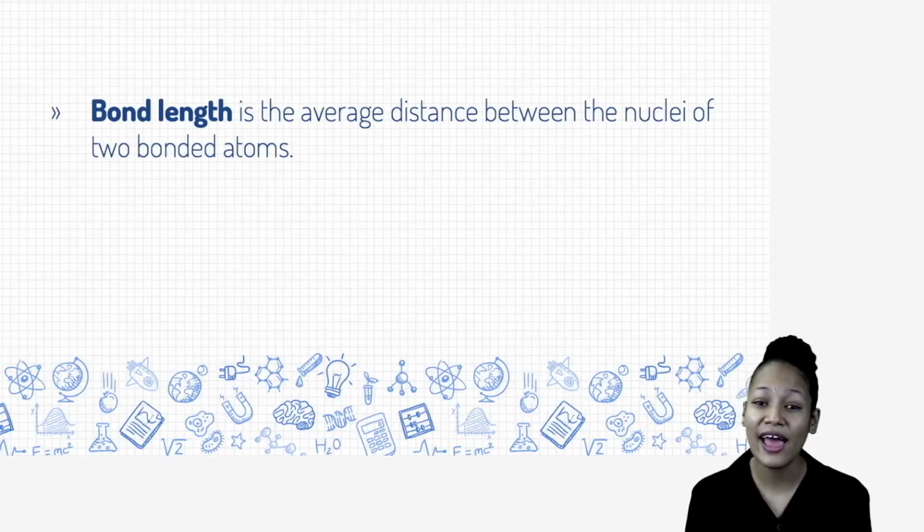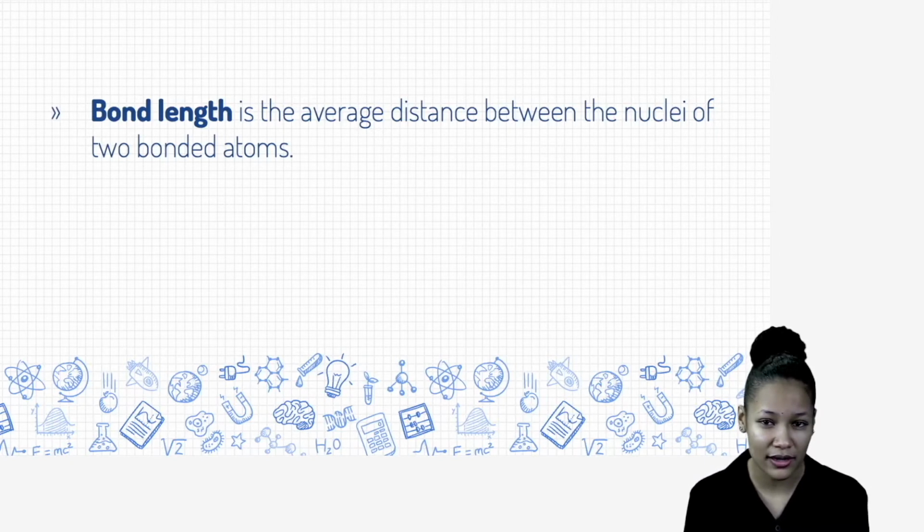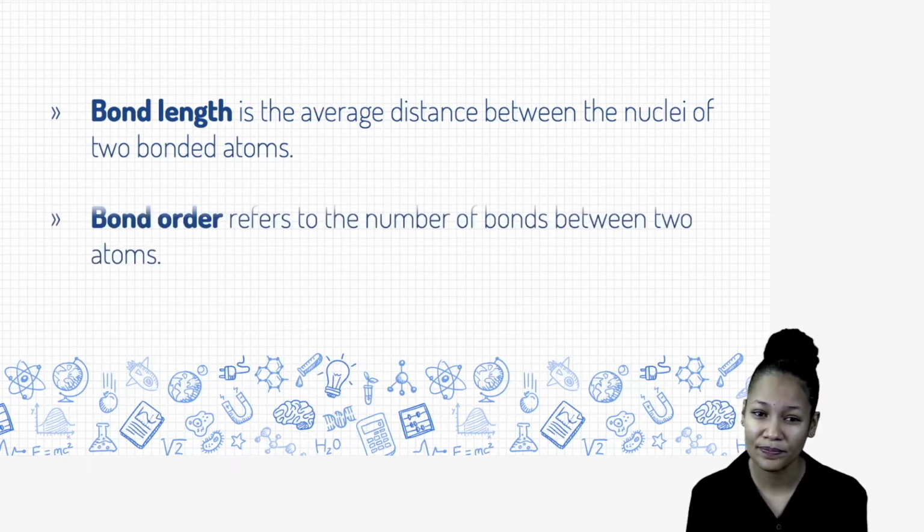Bond length is the average distance between the nuclei of two bonded atoms. So when our two atoms are bonded together, we measure the distance between their nuclei and that gives us the bond length. It basically tells us how far apart the nuclei are.